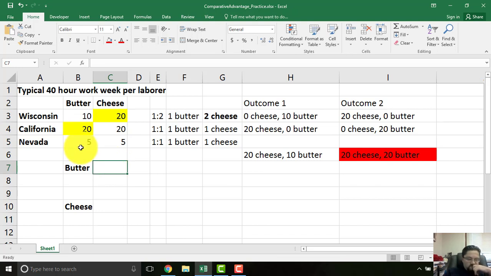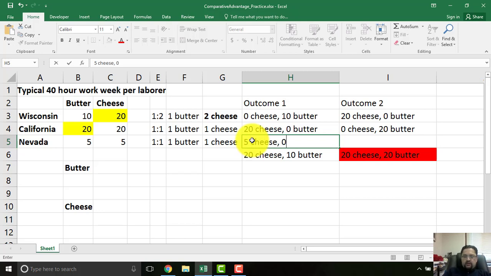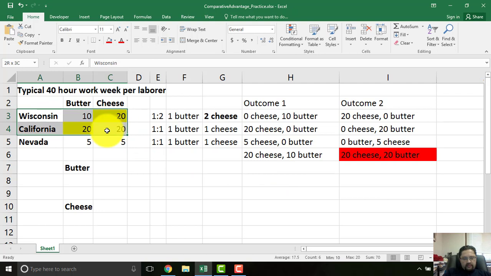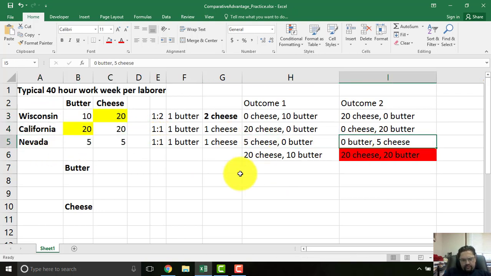So it might be nice to say, Nevada, you know what, produce the cheese. Produce 5 cheese and 0 butter, or produce 0 butter and 5 cheese. You're so small, it's kind of irrelevant. I know there's a science to it, but in reality, these would be the two that we're really caring about. So that's how you apply comparative advantage here, where we really care about those big dogs. But they're still relevant because they can produce a little bit of cheese or a little bit of butter.